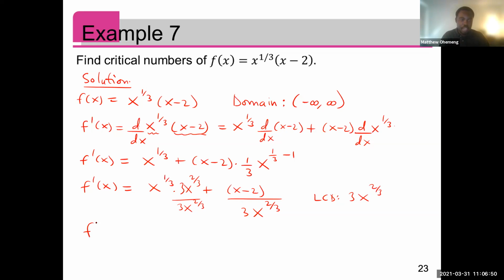So moving on, I have f prime of x equal to, now for this side, x to the 1/3 times x to the 2/3. Since the bases are the same, I can add the exponents. So that's going to be x to the 3/3, which is x to the 1. So you get 3x for that one. And then I've combined these, so I have x minus 2 here, right? And then all over 3x to the 2/3.